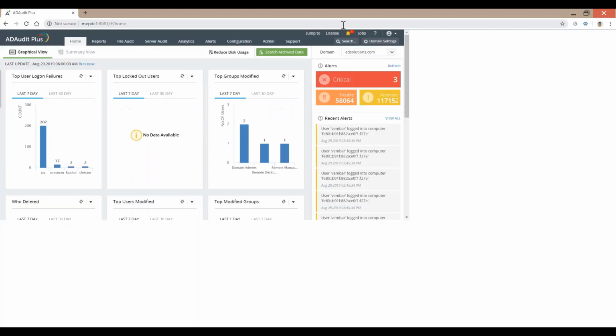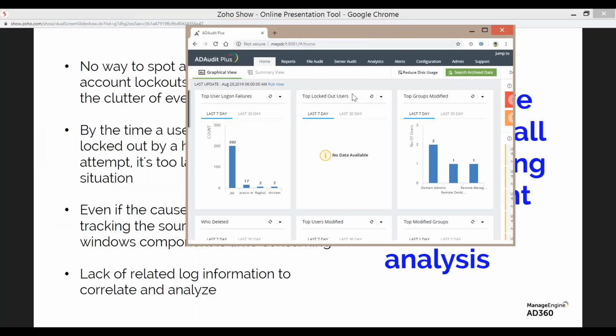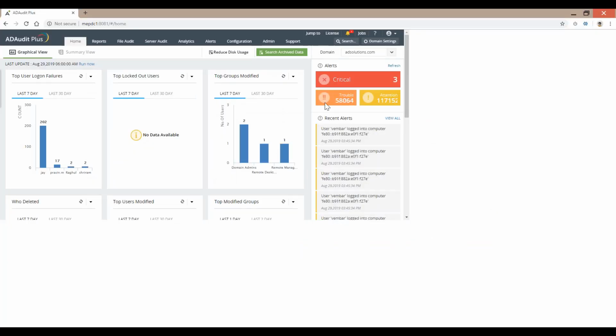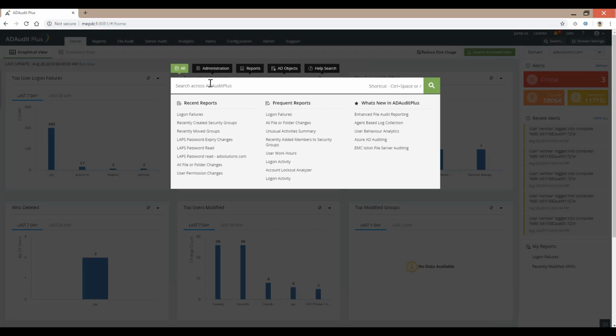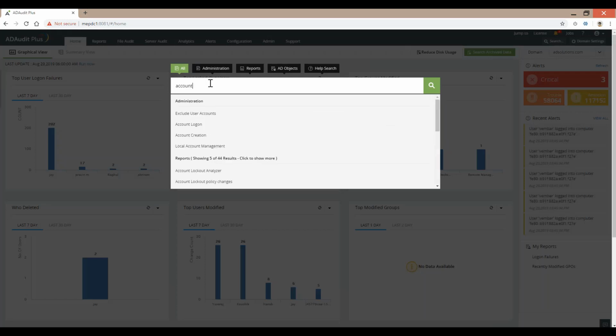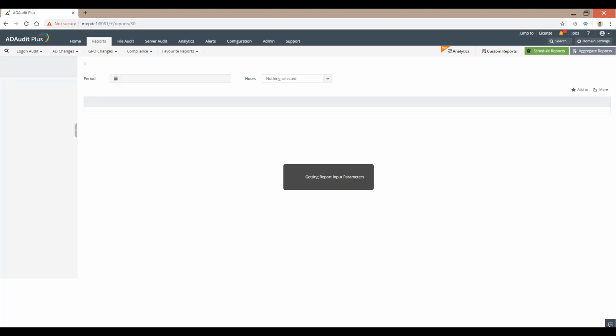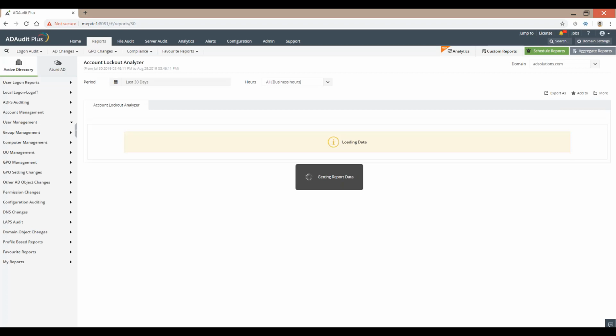So we've got ADAudit Plus right here, a comprehensive auditing tool that does account lockout analysis. I'm going to quickly open up account lockout. We've been talking about troubles with account lockout. The problem is to find out what was the source of the problem. So I get to the account lockout analyzer right here, and this is going to give me an instant image, a real-time picture, of which accounts in my organization get locked out the most.